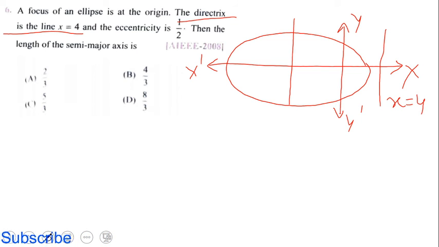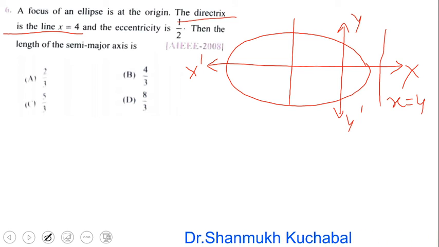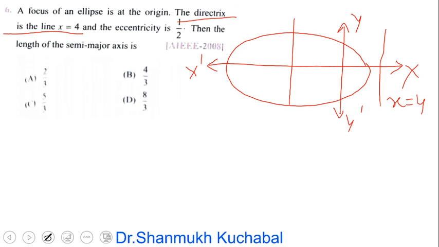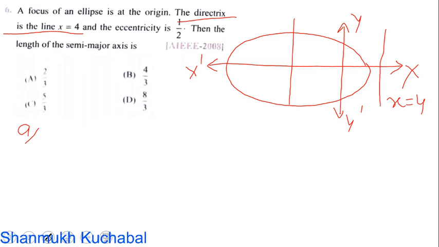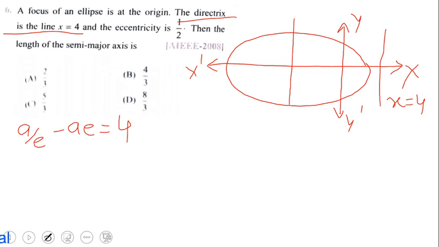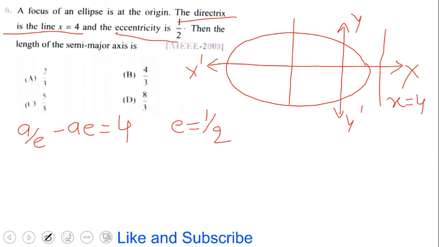Then it is given that a focus of the ellipse is at the origin, which we have drawn in the diagram. The directrix is the line x equal to 4. Eccentricity is 1 by 2. So we will use the equation a by e minus ae equal to 4. Okay. So like this we can write it. The e value is given as 1 by 2, so in this equation we'll substitute e as 1 by 2.